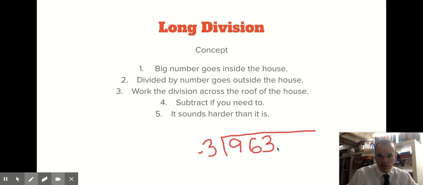First up, the big number is going to go inside the house. And then the divided by number is going to go outside the house. And then we're going to work the division across the roof of our house. And we'll subtract sometimes if we need to. And we're just working our way across number by number.